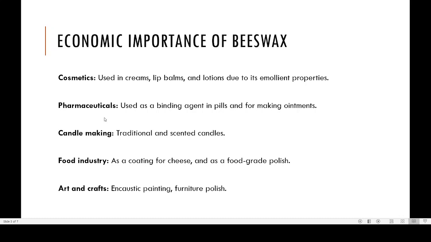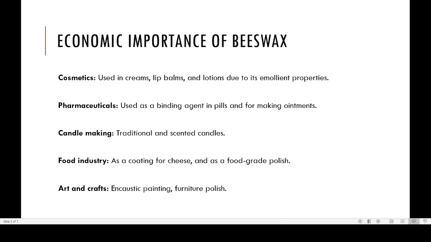So due to its emollient properties, one purpose for which beeswax is used in industries is as a cosmetic product. Then it is also used in the pharmaceutical and medical industry as a binding agent in many of the pills that we are using, and also in ointments we are using. So it is a binding agent.